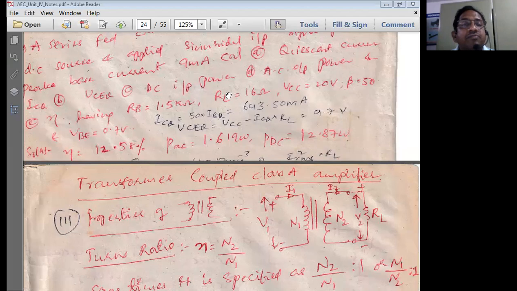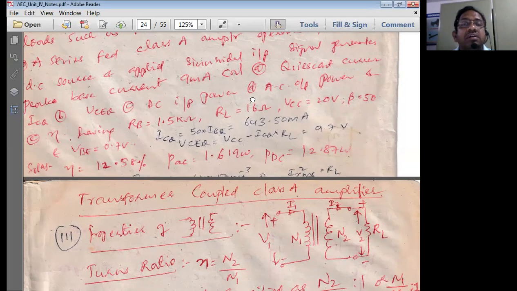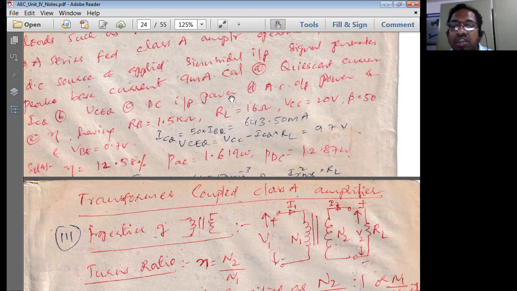Now the given data for the base current: an applied sinusoidal input signal generates a peak base current of 9 milliamperes. That means due to the input AC signal, the output current results, and he has given the increase in the peak base current as 9 milliamperes. So we should get the output current, that is IM, which is nothing but IC. We should get it in terms of IC. That's what you have to keep in mind.